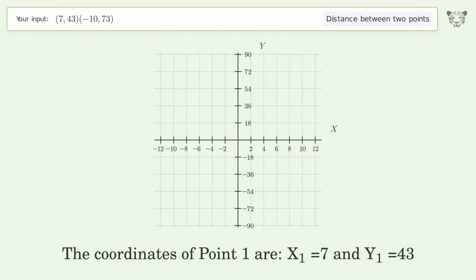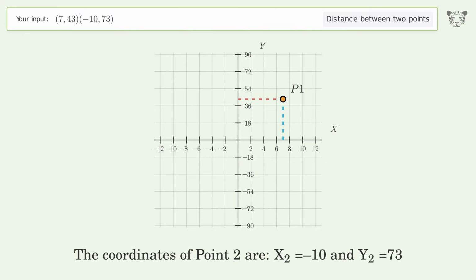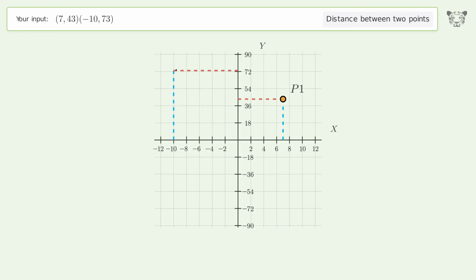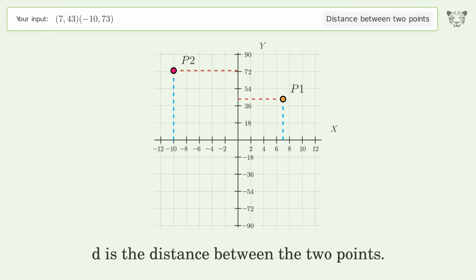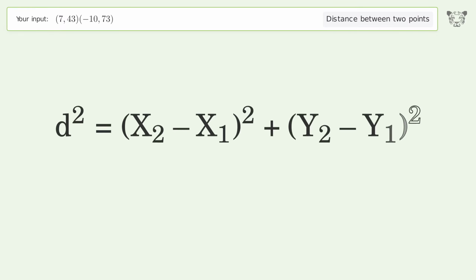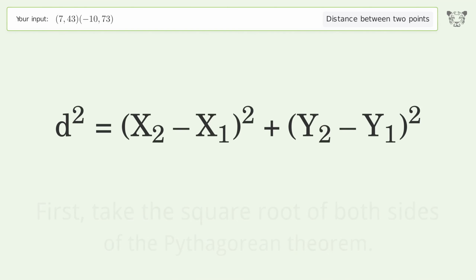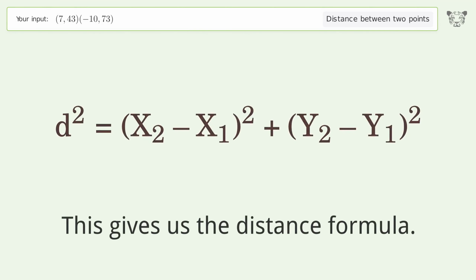The coordinates of point 1 are x1 equals 7 and y1 equals 43. The coordinates of point 2 are x2 equals -10 and y2 equals 73. D is the distance between the 2 points. First, take the square root of both sides of the Pythagorean theorem. This gives us the distance formula.